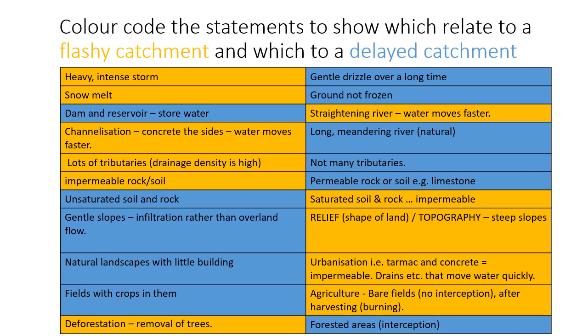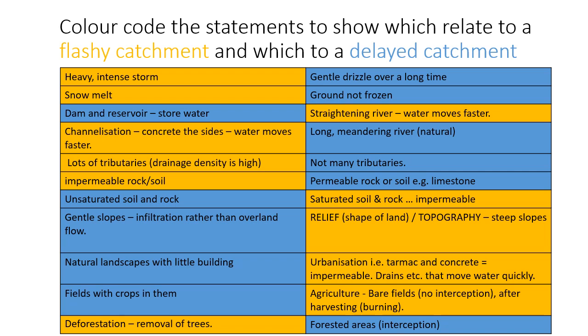If it's got few tributaries, we call it low drainage density. Far harder for water to get into a river, therefore it's going to have a slow onset or a delayed profile. Impermeable rock and soil means that the water won't infiltrate or percolate into the soil, percolate into the rock, more likely to cause overland flow. We know overland flow is really fast, gets water into the river quickly, so more likely to cause a flash flood. Conversely, permeable is going to be the opposite.